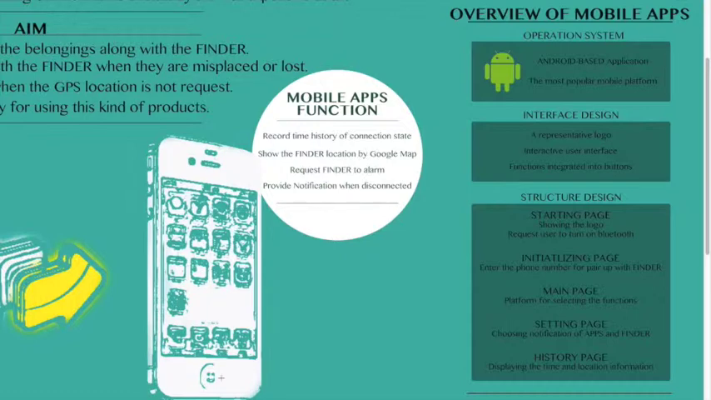And there is a main page in our application, which is the platform for setting different functions. For example, request the Finder to alarm or find the location. Fourth one is the setting page. It is used for choosing notification of applications and Finder. Finally, there is a history page. It will display the time and location information of the connection state.